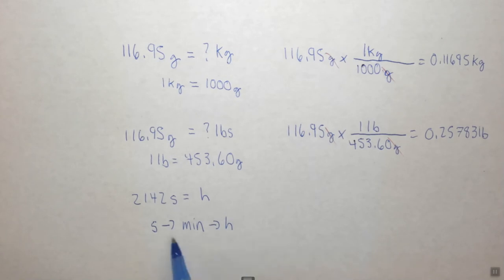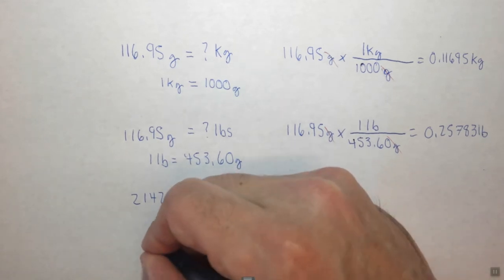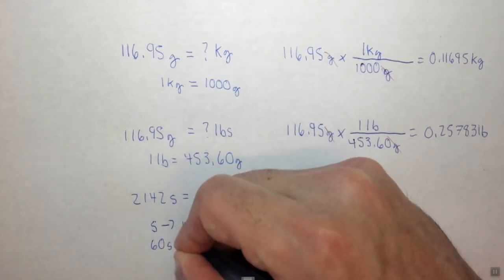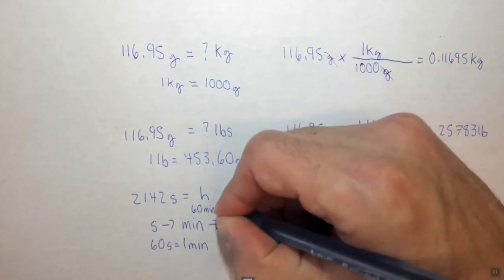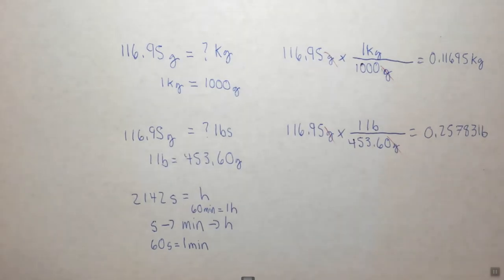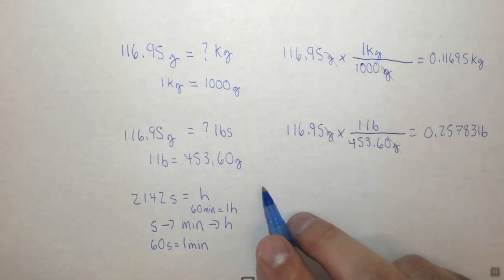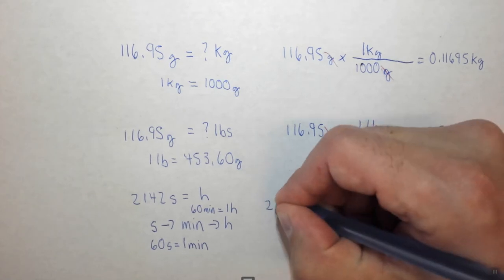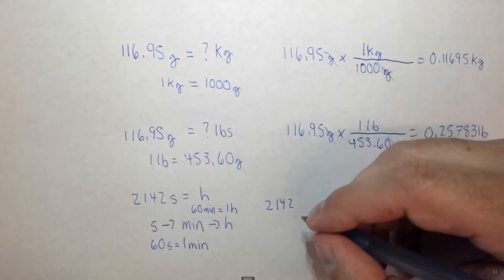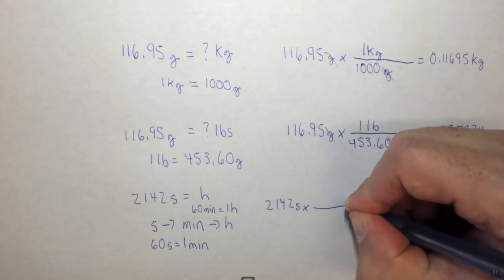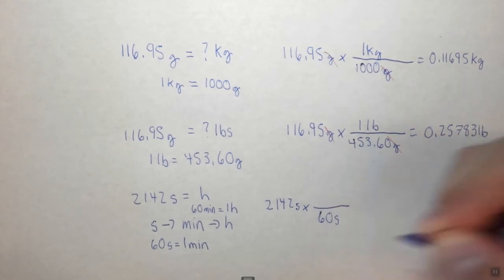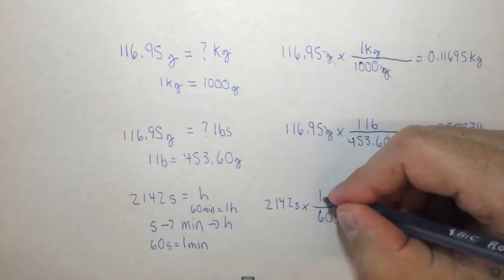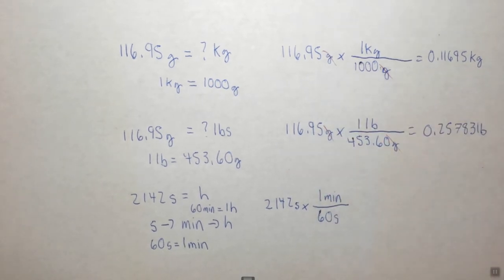So if we have 2 steps, we need 2 equalities. Well, we all know that there's 60 seconds in 1 minute. And we all know that there's 60 minutes in 1 hour. So let's start with our 2,142 seconds times. To go from seconds to minutes, we need to get rid of seconds. So we want to put the 60 seconds on the bottom. What's left? The 1 minute that we want to put on the top.